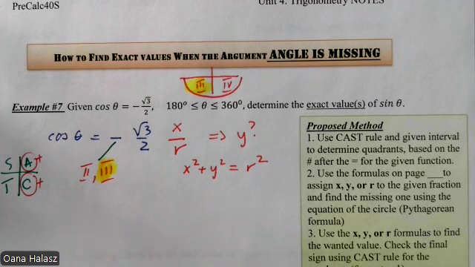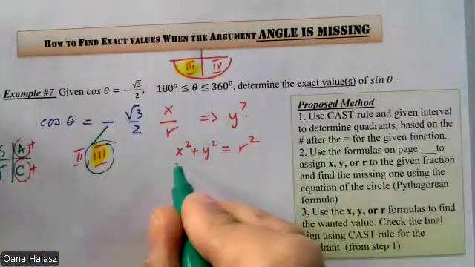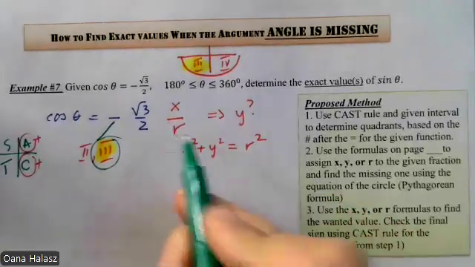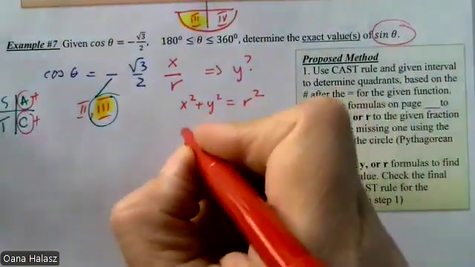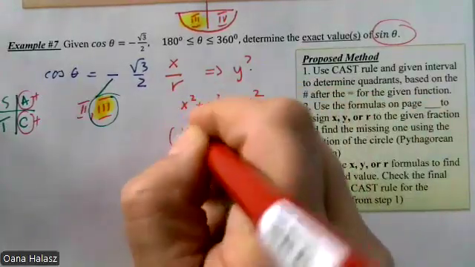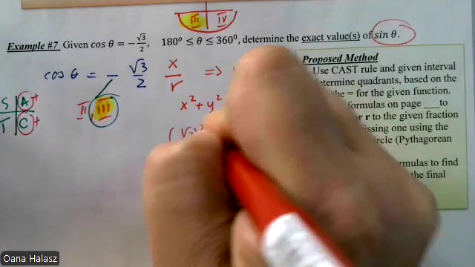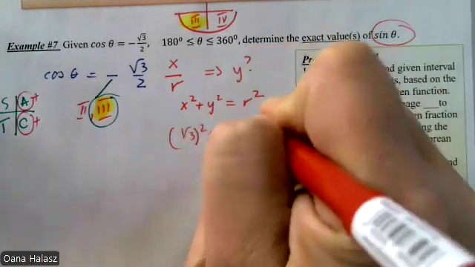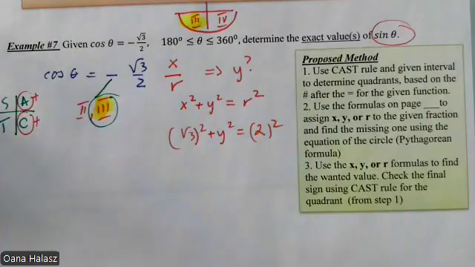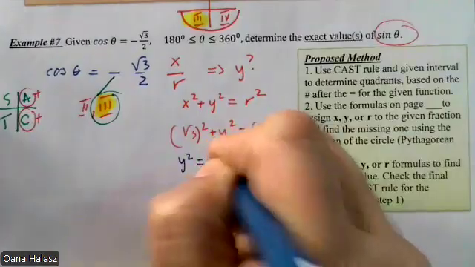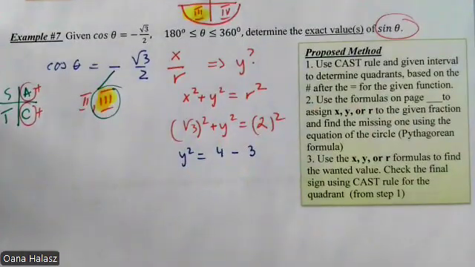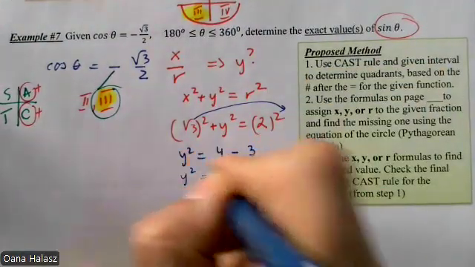Okay. Everything is done. I have the quadrant. I have the method. I'm going to find my missing piece, which is y, and then we're going to get to the sine of theta, which is the question. So x is √3. Let's square it. y is not known. I want to find it. And r is 2. Let's square it. So y² = 4 − 3. So move this one to the other side. y² = 1.